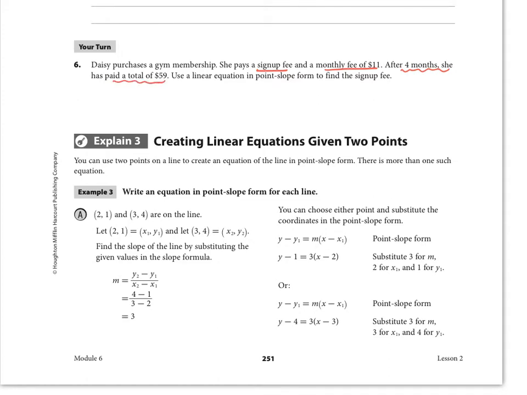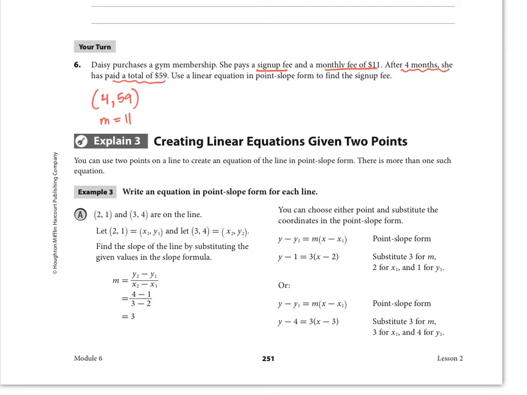So you can think of the months as your independent variable, right? That's our X. And then the cost, the total paid, is our dependent variable. Then the 4 months and $59 really is represented by this coordinate, this ordered pair right here. So (4, 59) is one of the solutions to this linear equation. I know that my slope is 11 because that's the monthly fee.